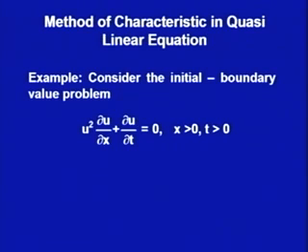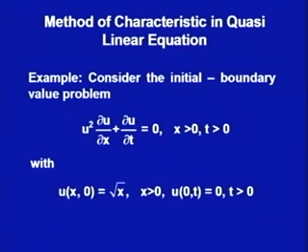u² ∂u/∂x + ∂u/∂t = 0 for x positive and t positive, with initial condition u(x, 0) = √x for x greater than 0, and the boundary condition u(0, t) = 0 for t greater than 0. We are just going to use this method of characteristics.